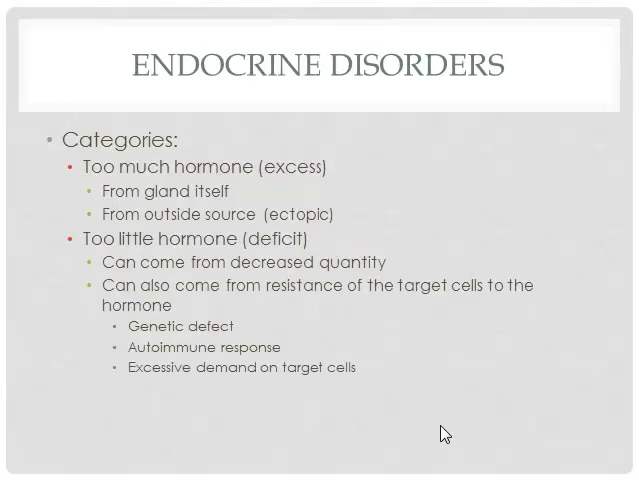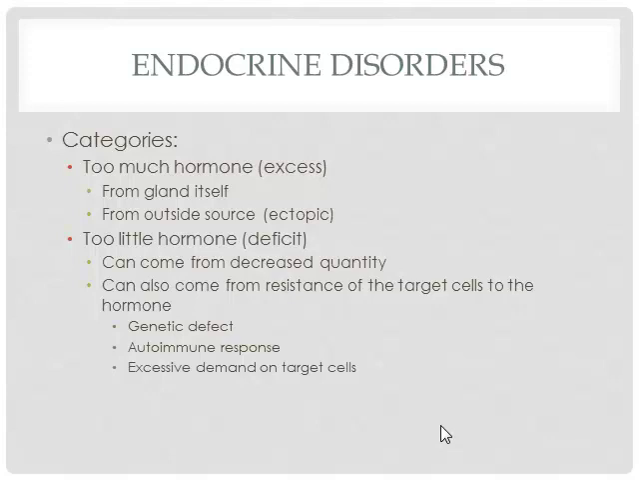So with endocrine disorders, we might have too much of the hormone available, we might have not enough hormone available. Examples of what might cause too much hormone to be available would be that the gland itself is a problem, and/or the individual is taking in too much of the hormone from an outside source, possibly from a diet, for example.